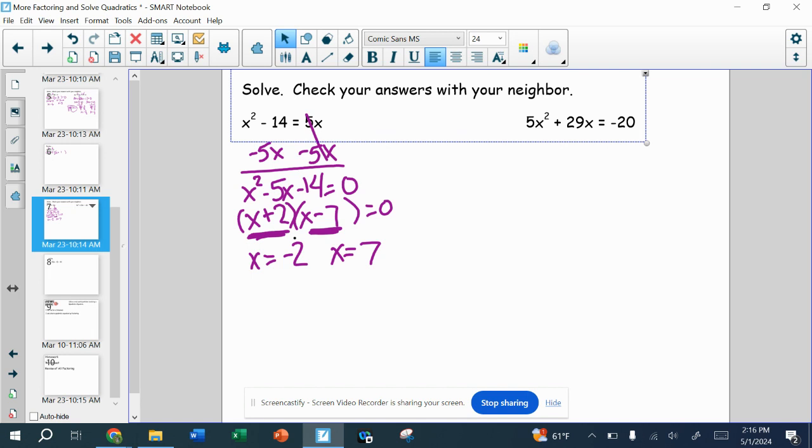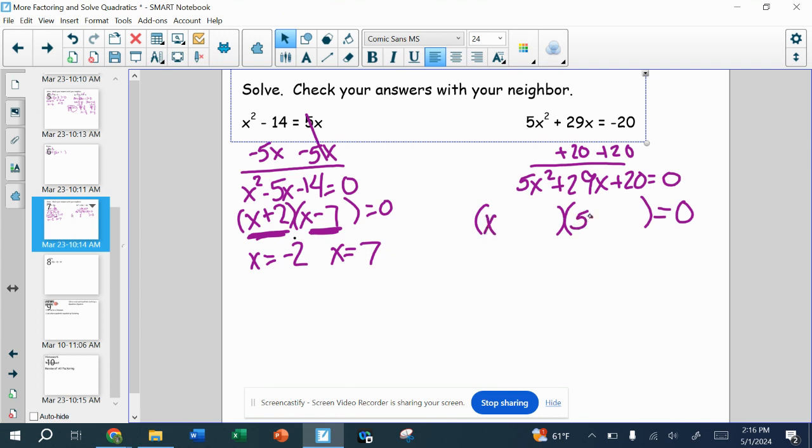In the second problem, again, we've got a leading coefficient. I still need to make this equal to 0. So I would start by adding 20. So I have 5x squared plus 29x plus 20 equals 0. And again, I know I have that leading coefficient, but this time, because the leading coefficient happens to be a prime number, which means the only numbers that go into 5 are 1 and 5, it makes it a little bit easier in my mind. So I'm going to make this a 1x, or just an x, and a 5x.